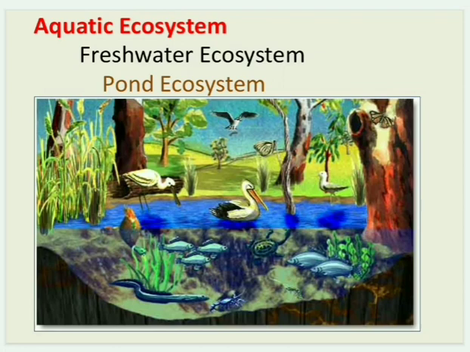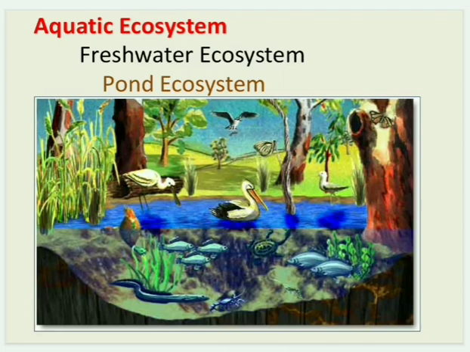Coming to the aquatic ecosystem, two types: freshwater and marine ecosystem. First we'll be seeing about freshwater ecosystem. In that, both lentic and lotic will be there. So the first one is pond ecosystem. Pond is a freshwater aquatic system. Water will be stagnant in a pond. Then it receives enough water during rainy season. It has several types of aquatic organisms like fish, algae, etc.